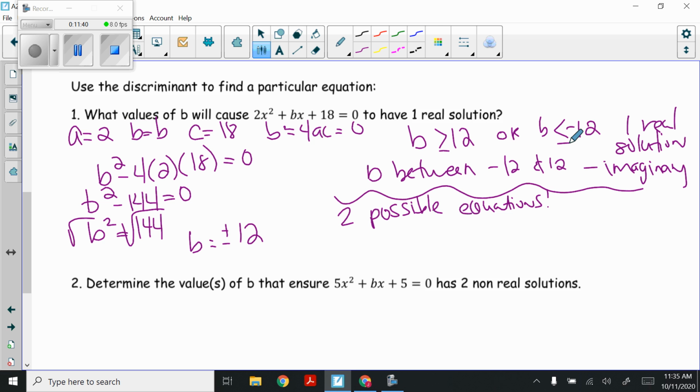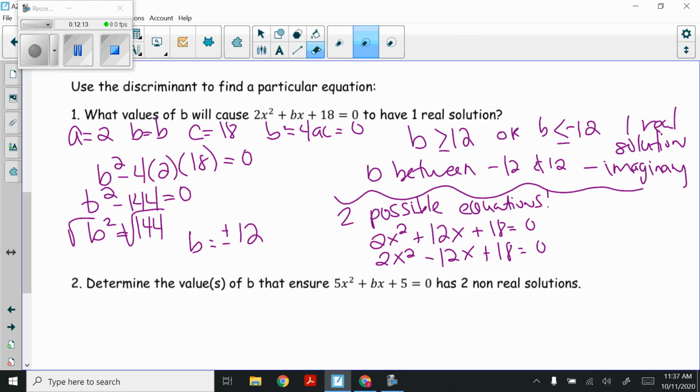Okay. All right, so I could say 2x squared plus 12x plus 18 equals 0. That would get me one real solution. 2x squared minus 12x plus 18 equals 0 would get me another one solution. Great, so I'm sorry, I was looking at it thinking that said two real solutions. Let me just go back and see my two equations here.